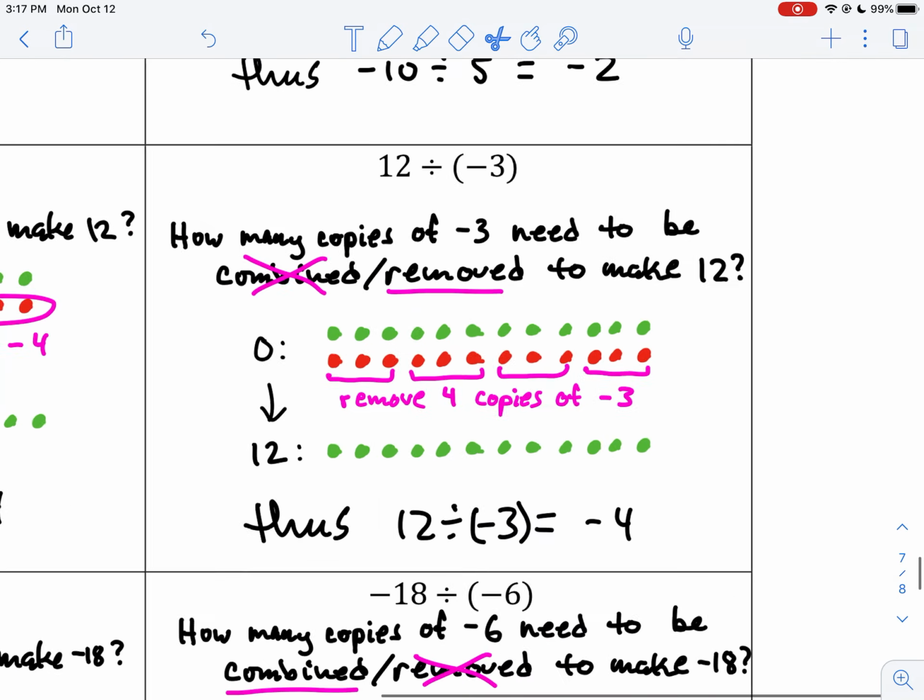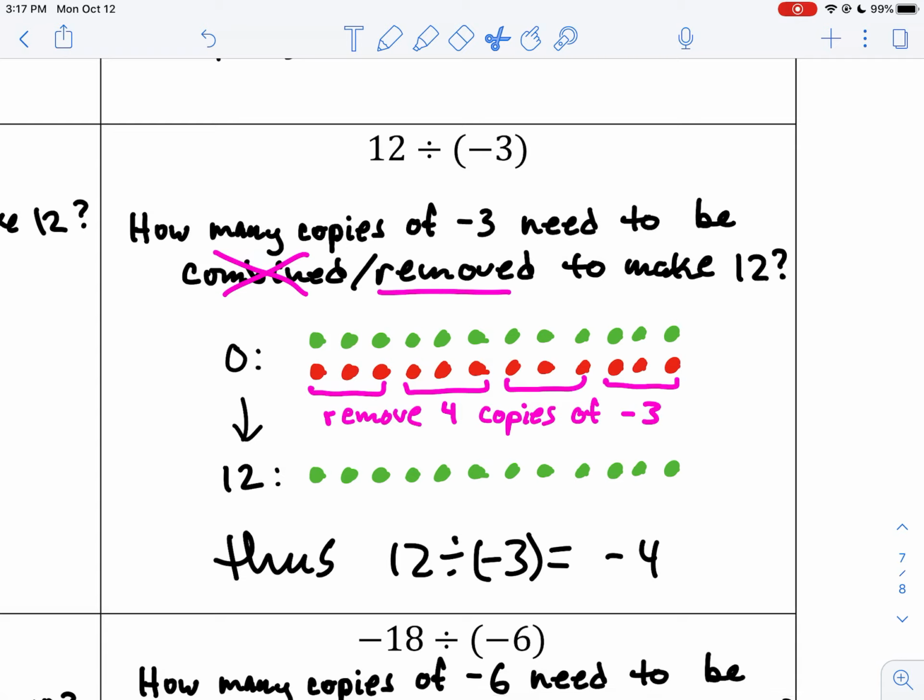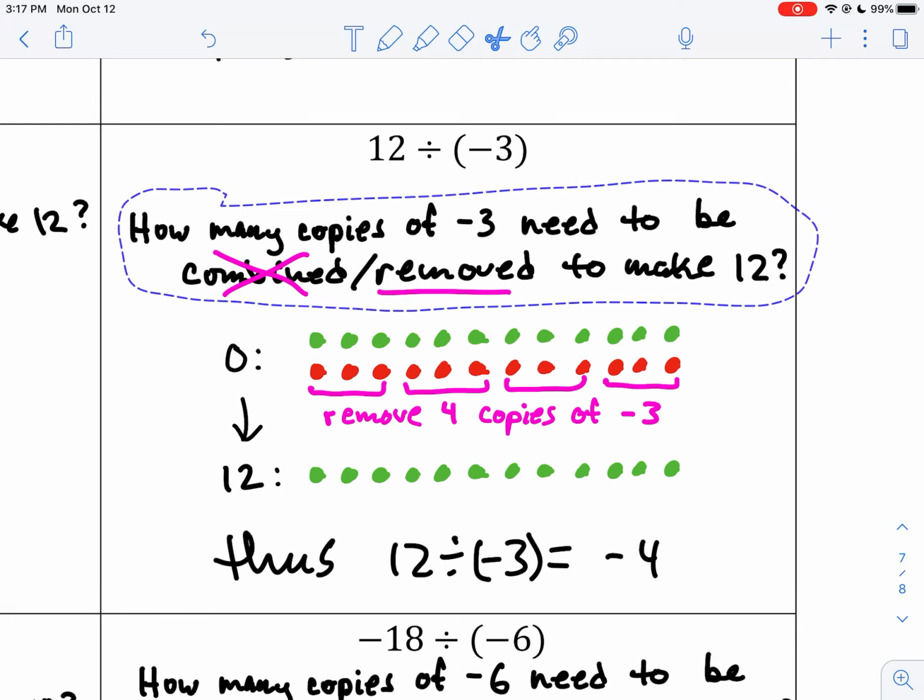Here we have 12 divided by negative 3, so this is the multiplicand. I don't know the multiplier, but if I combine copies of negative 3, I'm going to get a negative result. But I'm trying to get a positive result, so I need to remove copies of negative 3. So again, we get rid of combined and we go with removed. And the question now is, how many copies of negative 3 need to be removed to make 12?